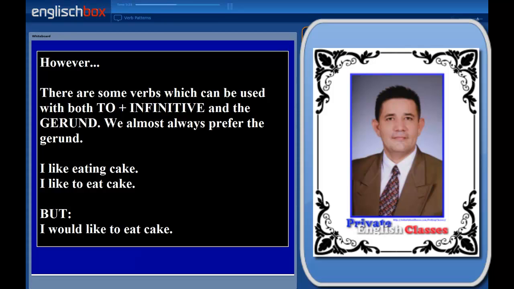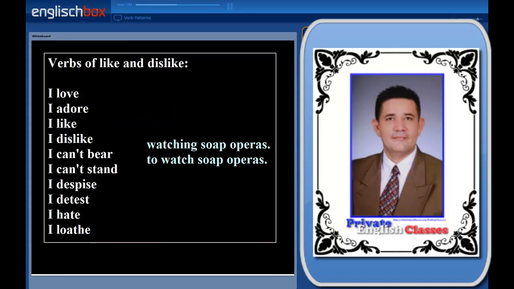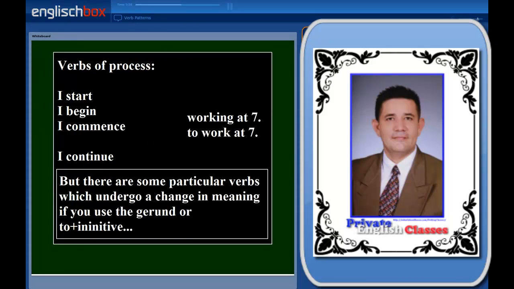For example, verbs of like or dislike. So verbs like I adore, I like, I can't bear, I despise, I detest, or I loathe can all go with the to infinitive or the ing form, and there's no difference in meaning. However, we do normally prefer to use the gerund, the ing form. It sounds more natural. Otherwise, we have verbs of process, to start, to begin, to continue. These can go with the to infinitive or the ing.